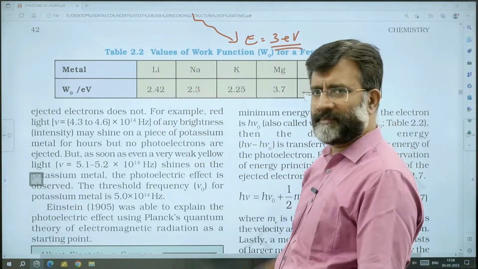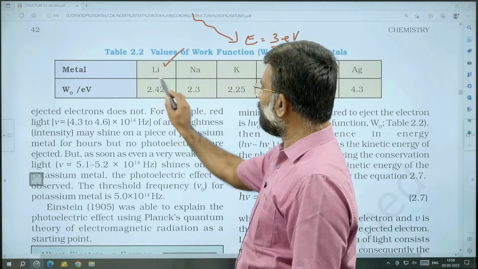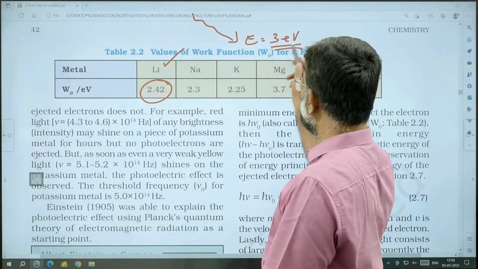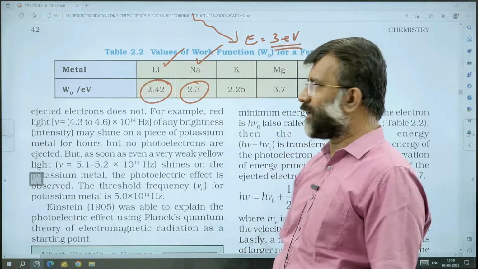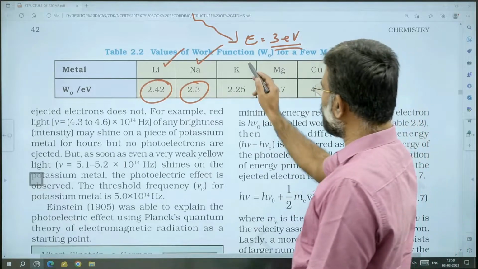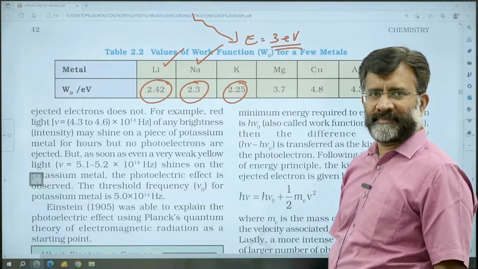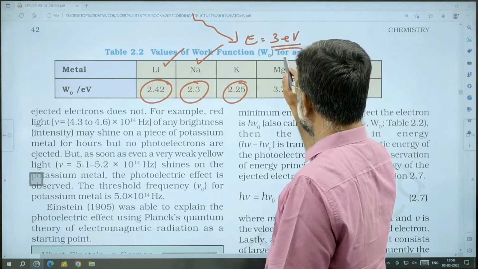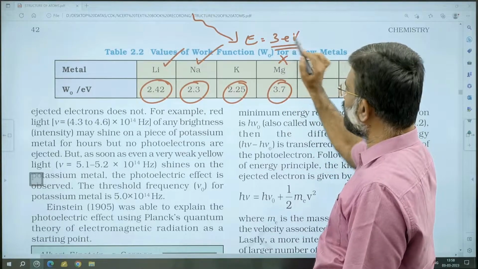Will lithium? Yes, lithium will show, because the minimum required is 2.42 and I am giving 3. Will sodium? Yes, minimum required is 2.3, and I am giving 3. Will potassium? Yes, minimum required is 2.25, and I am giving 3. What about magnesium? No, because the minimum required is 3.7, and I am giving only 3.